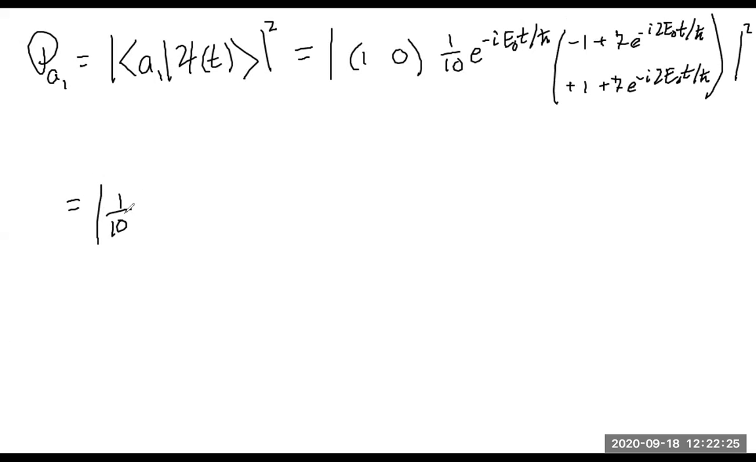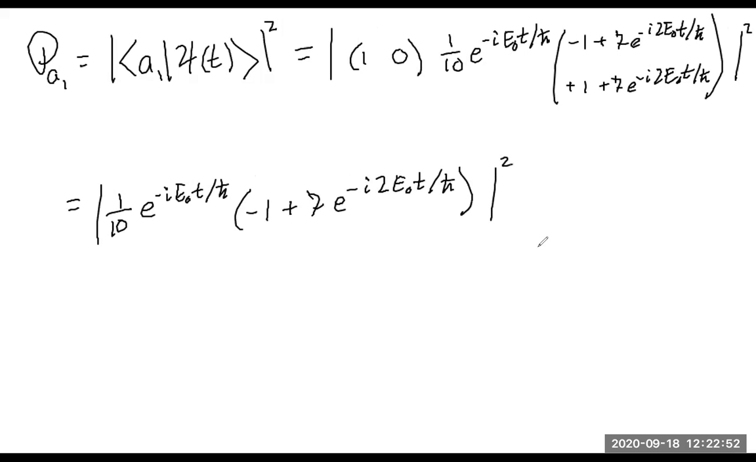I get 1 over 10 e to the minus i E naught time over h bar. And then I just get the row vector times the column vector, and I just get this top term, which makes life much easier: minus 1 plus 7 e to the minus i 2 E naught t over h bar. And then I'm going to square this mess. All right, let's prepare to square now.